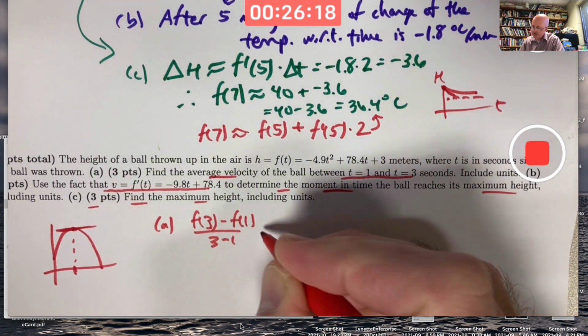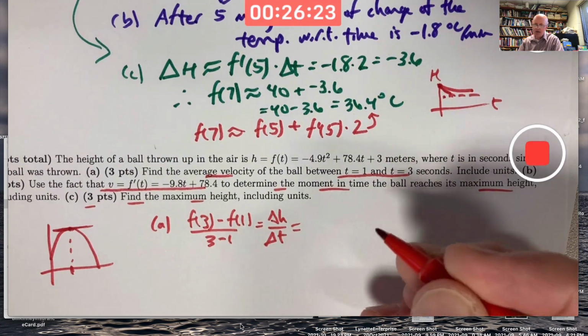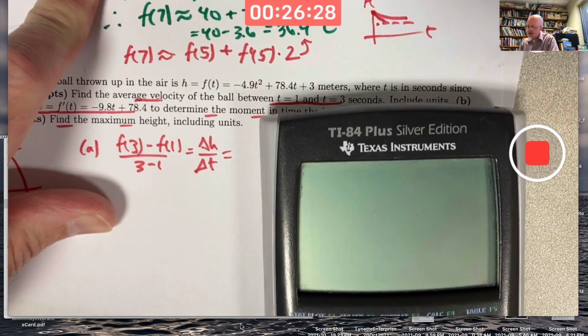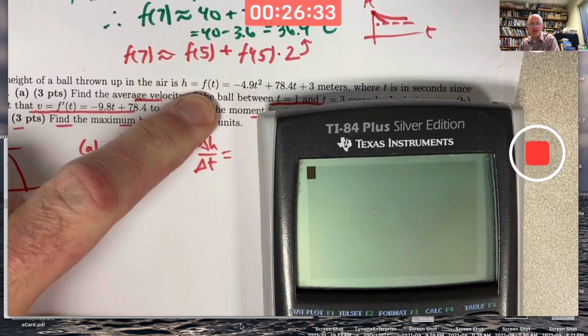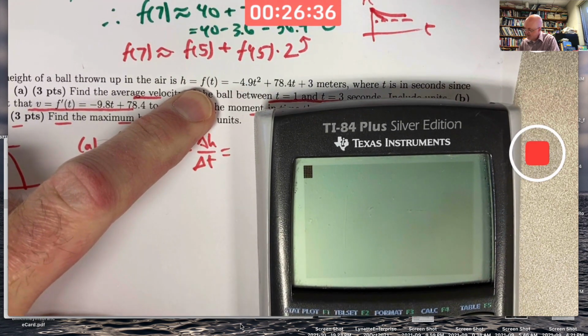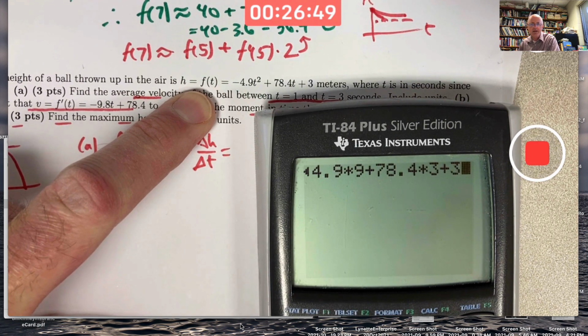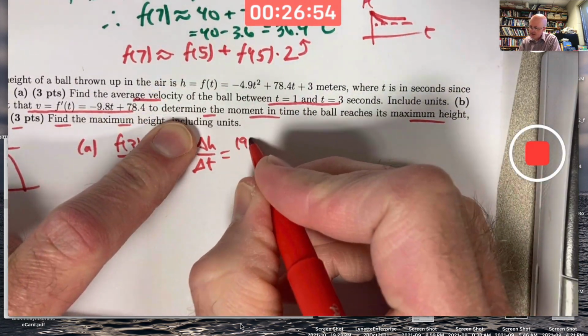Anyway, part A, average velocity from time 1 to time 3 is f of 3 minus f of 1 divided by 3 minus 1. That's change in height divided by change in time. And we've got to plug numbers in here. Bit of a pain, but we'll do it. First, I'm plugging in 3, so I get negative 4.9 times 3 squared is 9, plus 78.4 times 3, plus 3. Hopefully no mistakes there. 194.1 is f of 3.